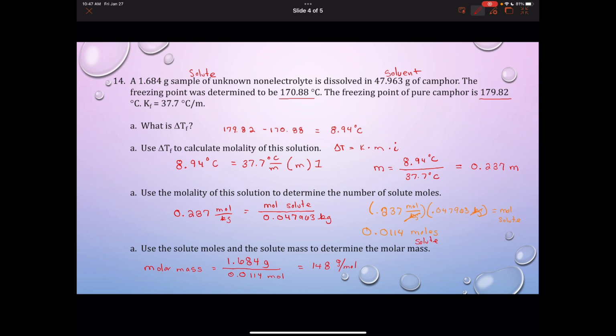So here this broke it down in the individual steps. We take our experimental information and we use it to find our temperature change. From our temperature change, we're going to use our temperature change equation to solve for the concentration and molality. Once I know molality, I can use the molality and my solvent mass to figure out my solute moles. And once I know my solute moles, I can use the mass and moles to determine my molar mass.